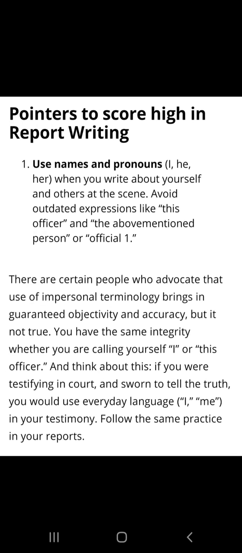Right. See, there are certain people who advocate that use of impersonal terminology brings in guaranteed objectivity and accuracy, but it is not true. You have the same integrity whether you are calling yourself I or this officer. And think about this, if you were testifying in court and so on to tell the truth, you would use everyday language, I, me, in your testimony. Follow the same practice in your reports.